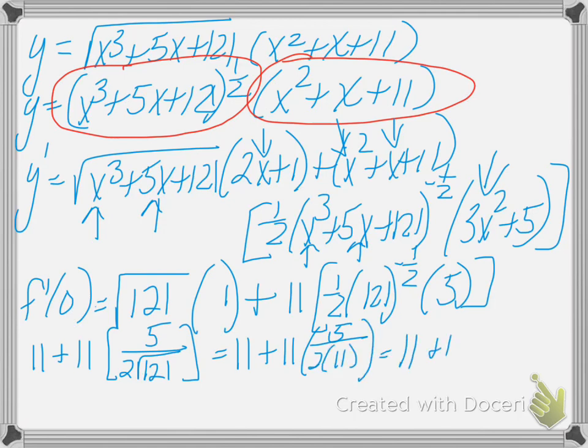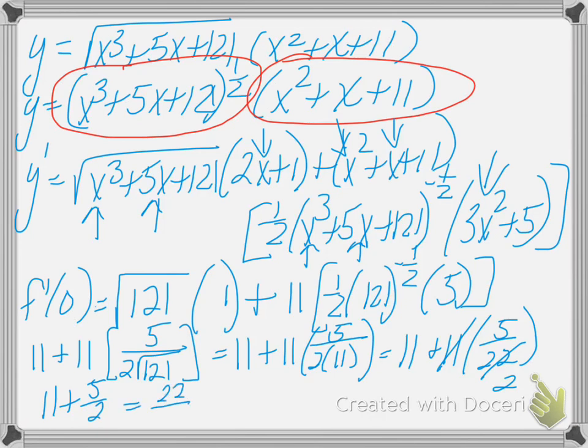That gives me 11 plus 11 times 5 over 22. But now, this 11 can cancel twice into there. So I really get 11 plus 5 over 2. Find a common denominator. And I get 27 over 2, and that was choice B.